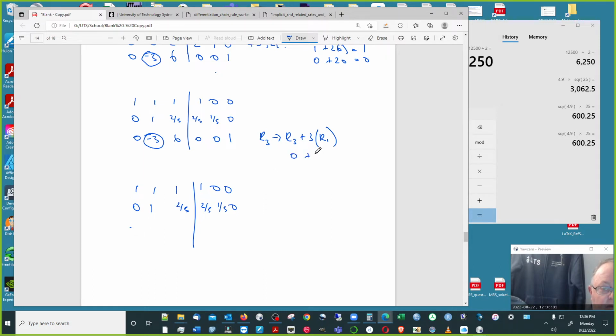0 plus, no, row 2. 3 lots of row 2, which is 0. 0 plus 0, which equals 0. Okay, for the next one, minus 3 plus 3, that's the one we wanted. Minus 3 plus 3 is equal to 0. So now we've made that second one a 0. As a consequence, we've got to keep going.